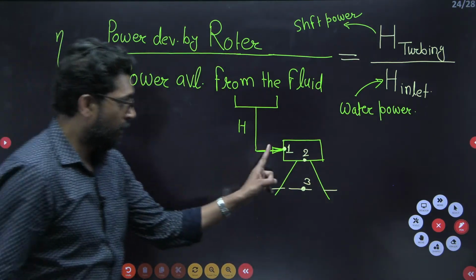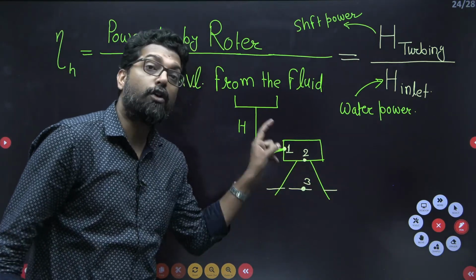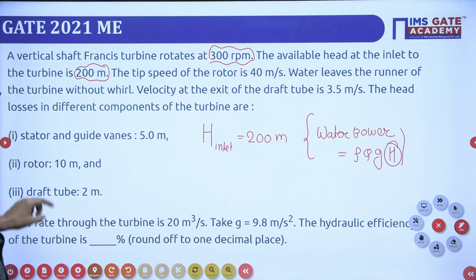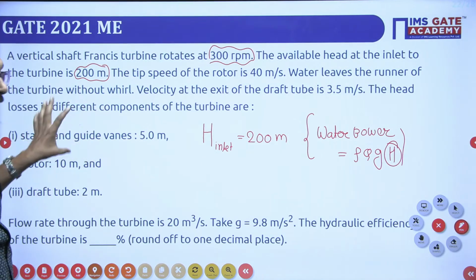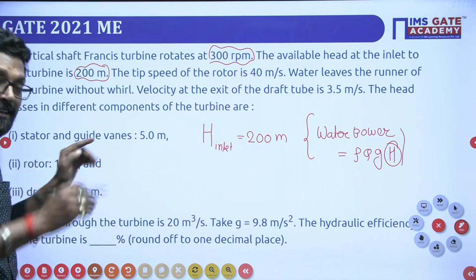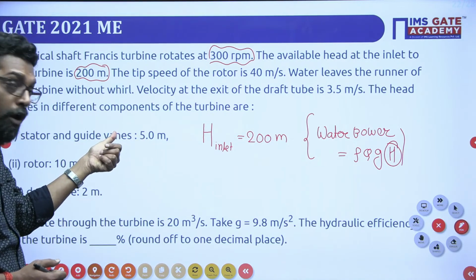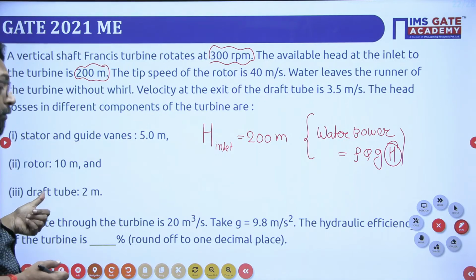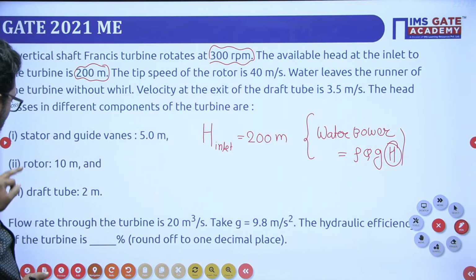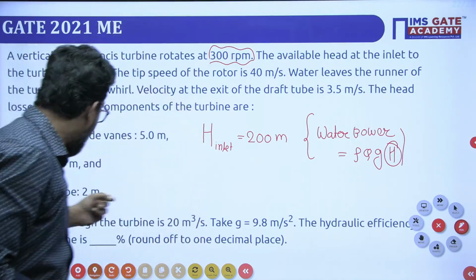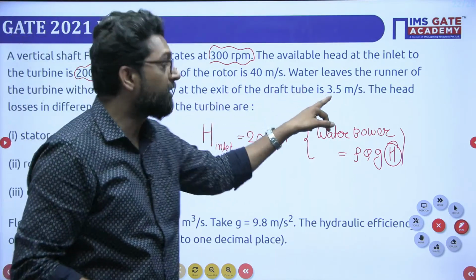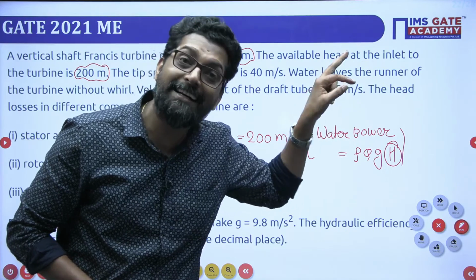Clear? So 1 to 2 is the loss of stator, guideway, and rotor. These are within the turbine. So this is the head loss between 1 to 2. But in the draft tube, this is 2 to 3. Very important. So stator and guideway plus rotor is 1 to 2, and in the draft tube 2 to 3. It is also given the exit velocity from the draft tube. That means there may be losses at the exit from the draft tube.